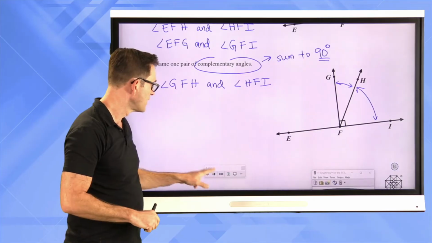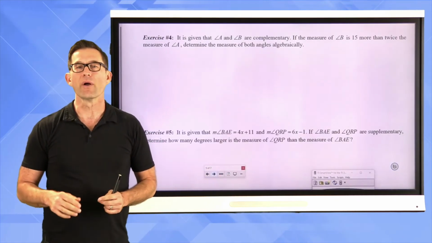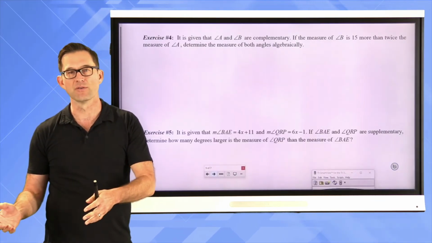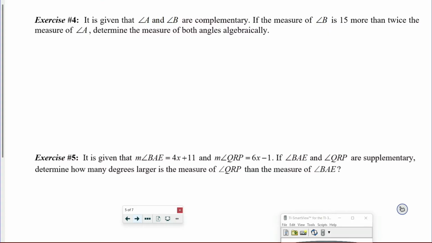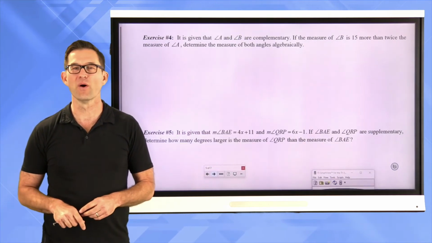Okay. Complementary and supplementary. Now, complementary and supplementary also get wrapped up a lot in word problems that can involve some algebra. So let's take a look at a couple of those. Exercise number 4. It is given that angle A and angle B are complementary. If the measure of B is 15 more than twice the measure of A, determine the measure of both angles algebraically. If this doesn't feel familiar from Algebra 1, I'm not sure what would.